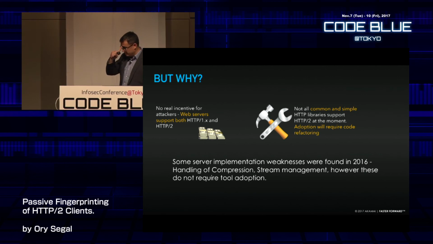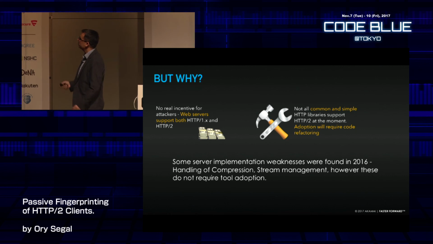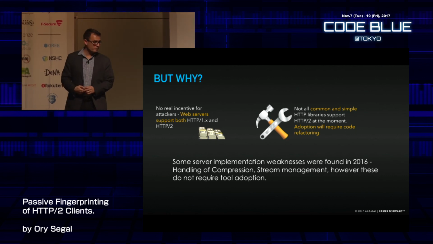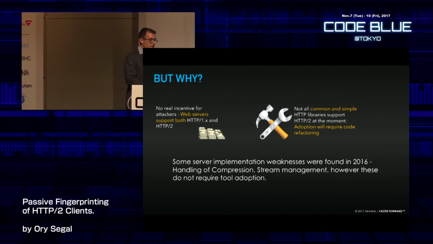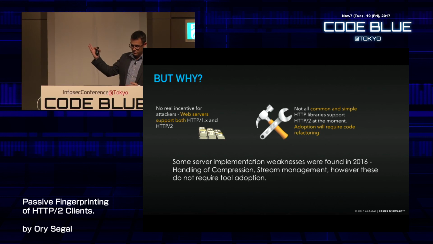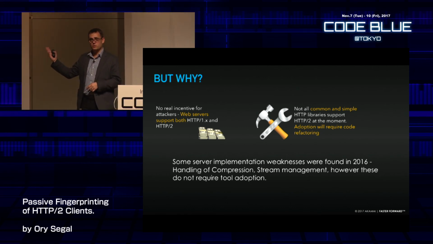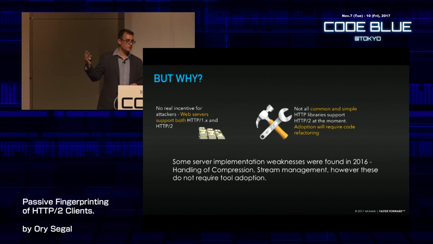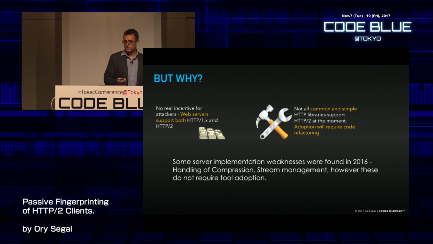We did see that some folks, I think last year or almost two years ago, published some findings about bugs in HTTP2 implementations, weaknesses, where servers didn't handle compression and stream management, and other things. However, in order to exploit these, you don't really need these tools. You don't need SQLMap, you don't need Burp, and so forth. So there are tools for that, but you can't use them to debug traffic.